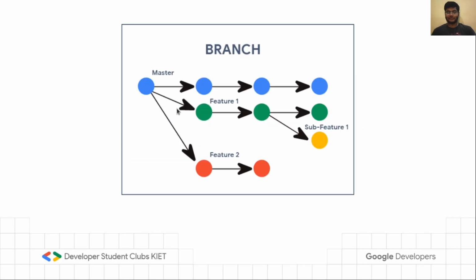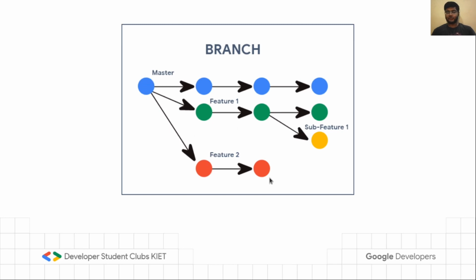So branching is something like you have created a separate working tree from the current state. Suppose you are currently on this master branch, and we want a separate working tree for this feature one branch. You can check out a new branch from this master right here, and your feature one branch will be independent of your master branch, and later you can merge it.